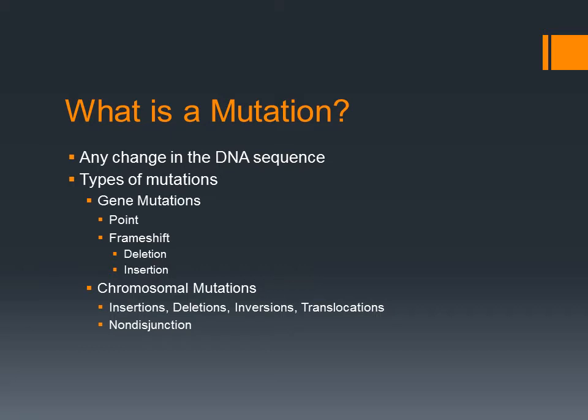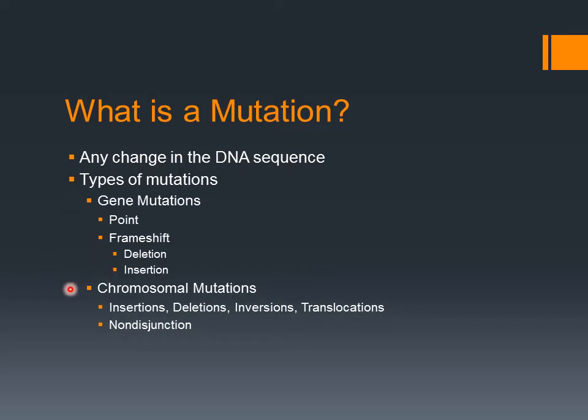So there's two main types of mutations. First of all, we have gene mutations, and remember, a gene is a section of DNA that codes for a protein. So gene mutations are within that gene, changing one base or multiple bases. Some examples of gene mutations are point mutation and frameshift mutation, and the different types of frameshift mutations are deletions and insertions. We're going to talk more about these in just a minute.